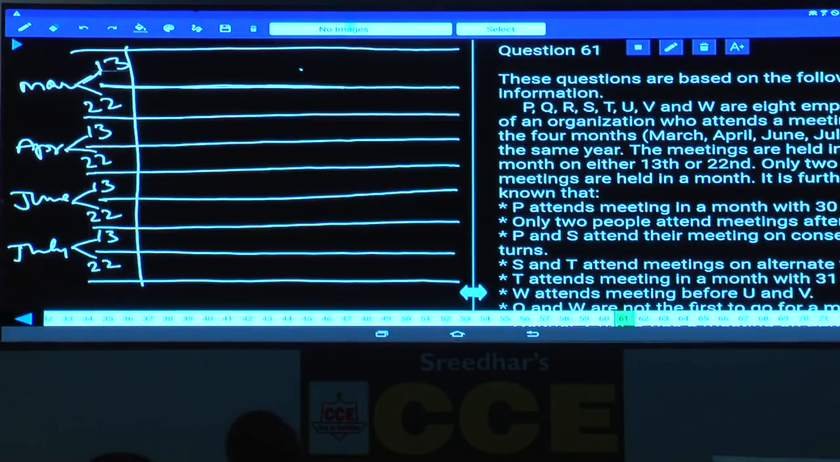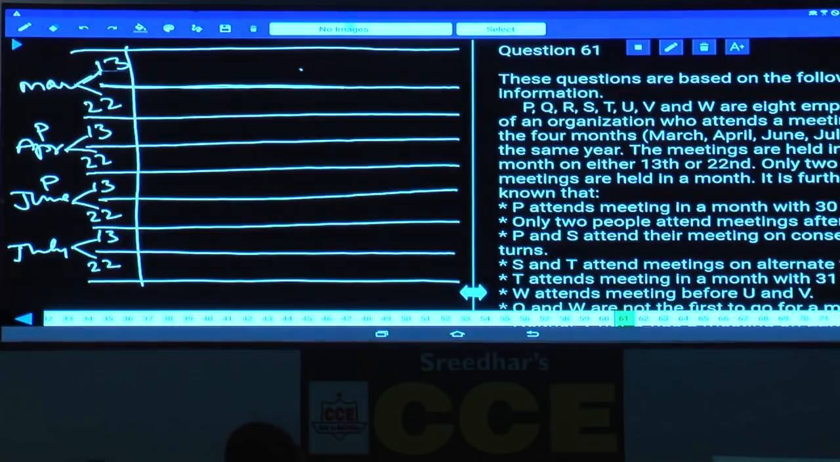Then coming to this one, P attends a meeting in the month which has 30 days. Then what are the different possibilities for this P? P can be either in the month of April or in the month of June. Isn't it? Hence, how many possibilities are there for this P? There are 4 possibilities: April 13th, April 22nd, June 13th, and June 22nd. There are 4 possibilities, hence as of now we cannot represent the data.